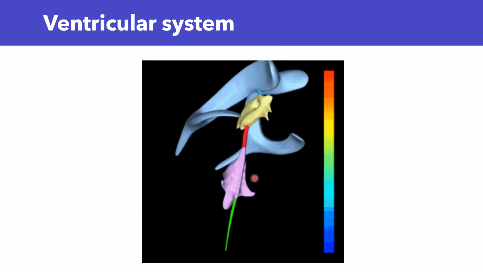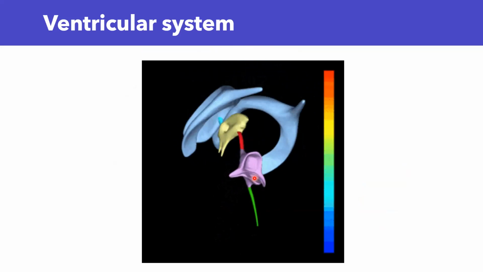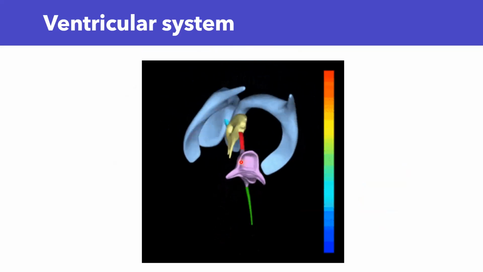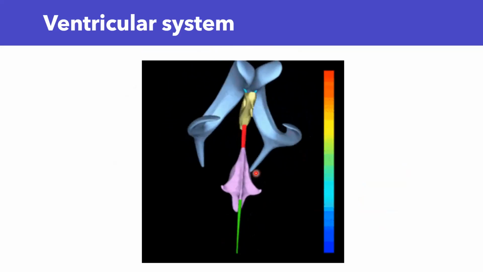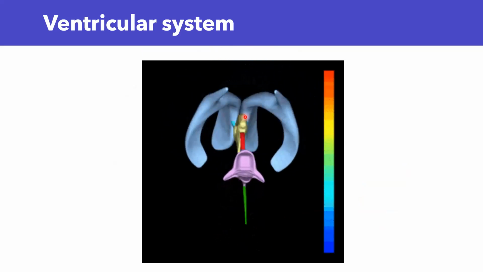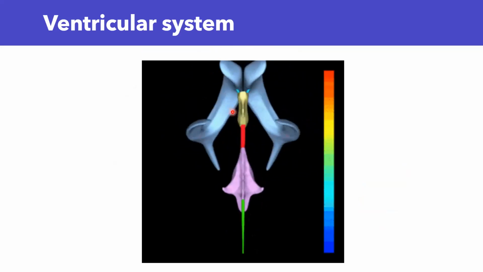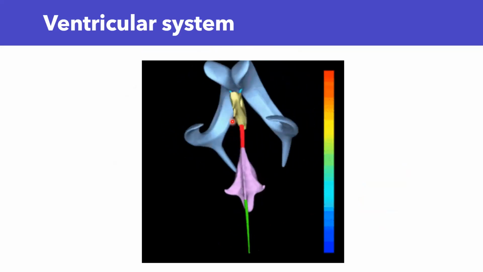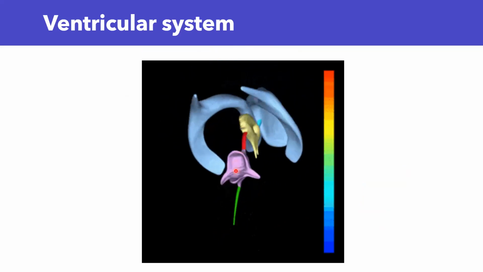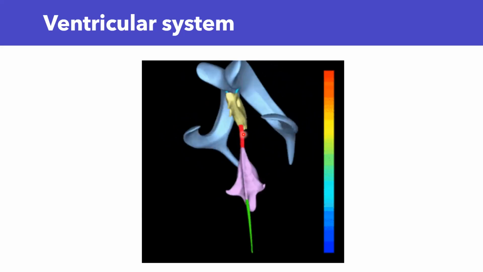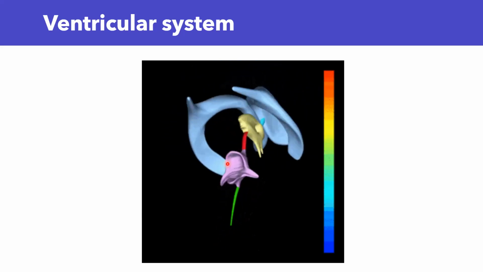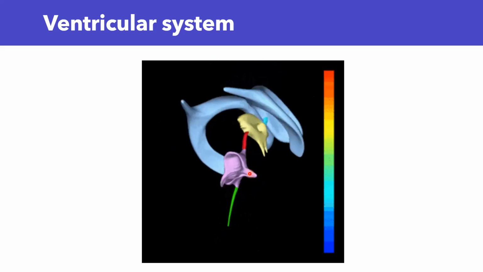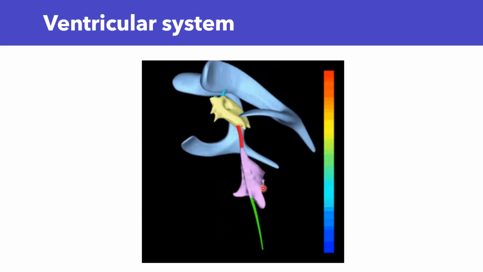This is how the ventricular system looks: the lateral ventricle, the third ventricle, and the fourth ventricle. The lateral ventricle is connected to the third ventricle through the foramen of Monro. From the third ventricle to the fourth ventricle is through the cerebral aqueduct of Sylvius, and from the fourth ventricle to the central canal and to the subarachnoid space through the median aperture and lateral apertures.